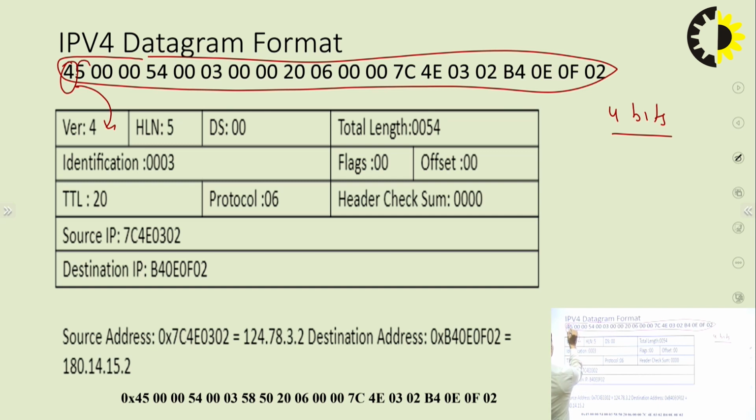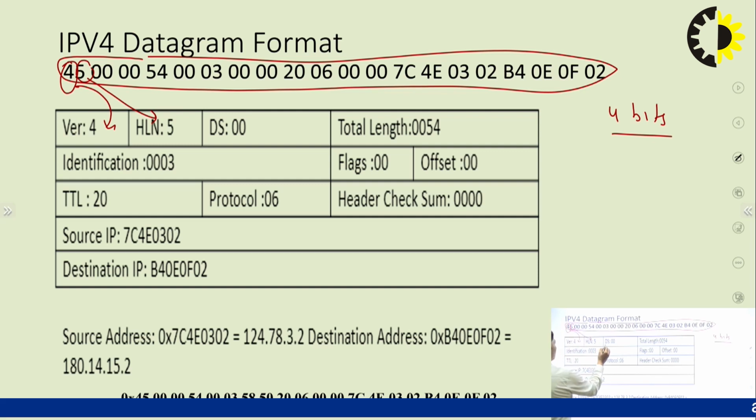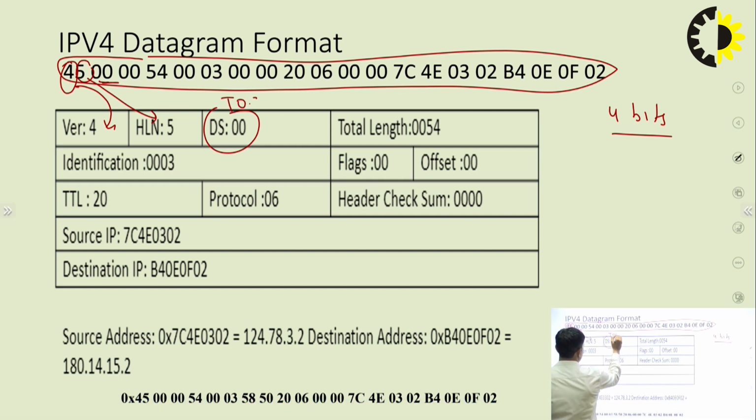Next, header length is of 4 bits. So 5 is there, because 5 in hexadecimal is also of 4 bits. Then next, this one, 00. 00 means 8 bits. 8 bits is in this particular type of service, sometimes called differentiated service. This is TOS. How many bits? 8 bits. So how many hexadecimal symbols? 2 symbols. Next, total length of 16 bits.